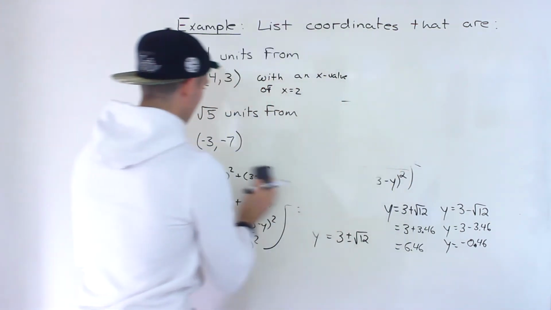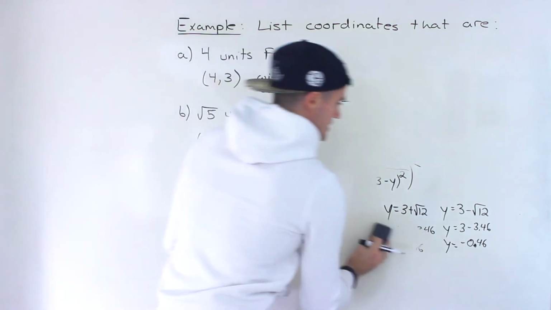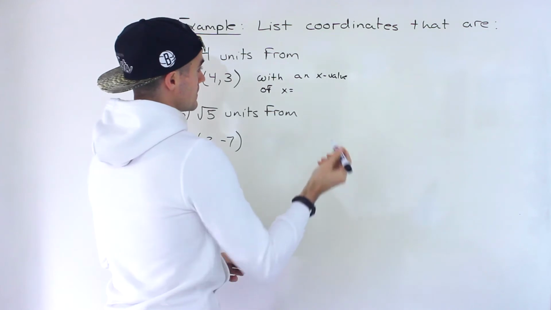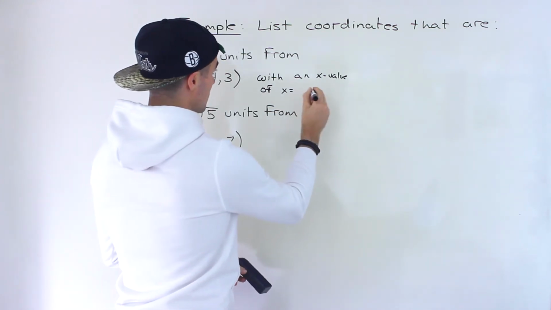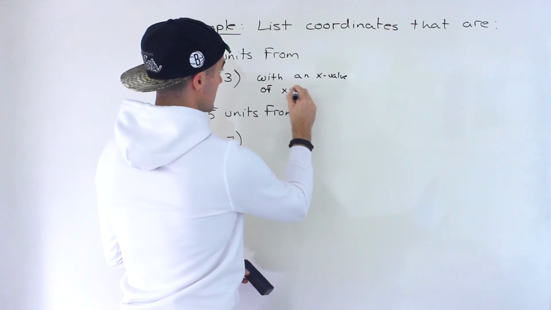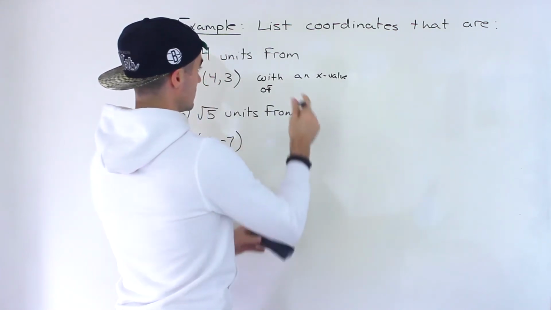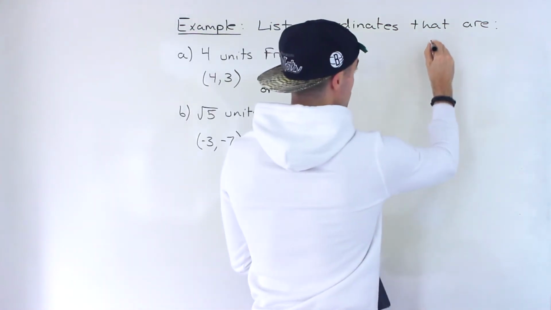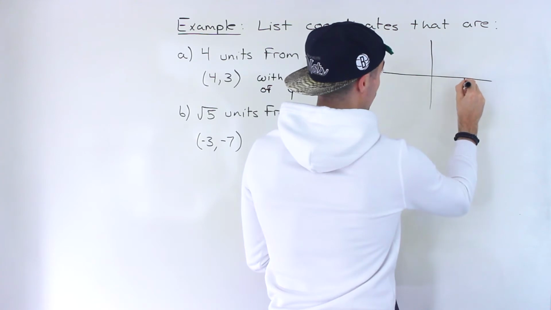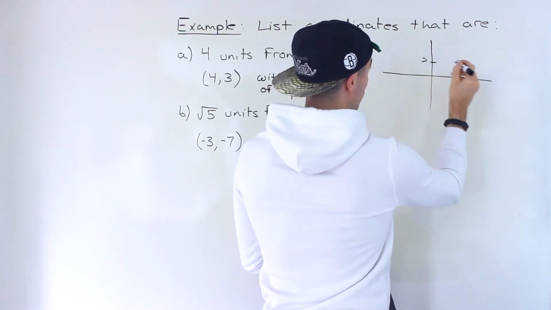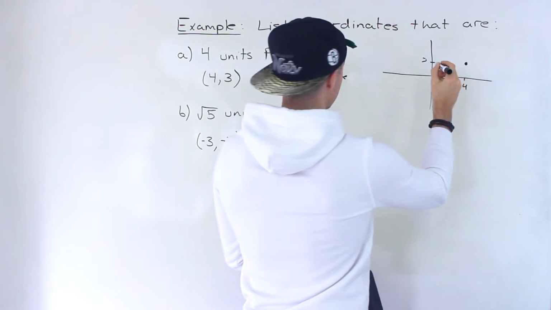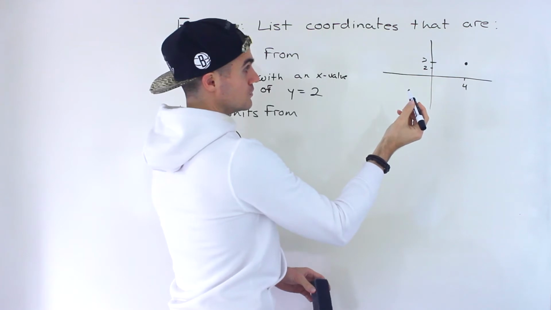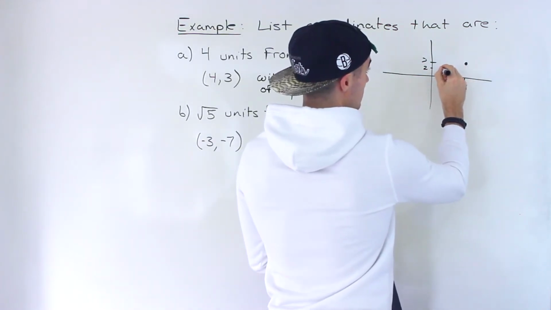Let's say that they say, instead of an x value of 2, let's say they specify a y value of 2. Okay, so let's draw this again. So we'll have 4 and 3, which is like here, but then the points we're looking for have to have a y value of 2. So it's either going to be over here.